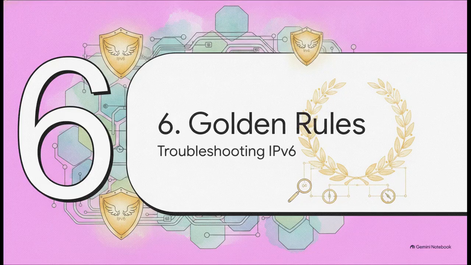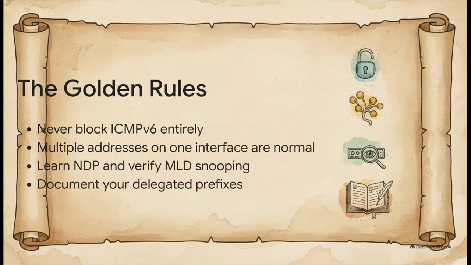And finally, Section 6, IPv6 troubleshooting golden rules. We've covered a tremendous amount of ground today on the fundamental differences here, so let's distill this into our final foundation. These principles are the true foundation of your new troubleshooting mindset. Number 1, never, ever block ICMPv6 entirely. Number 2, accept that having multiple addresses on one single interface is totally normal and correct. Don't try to fix it.